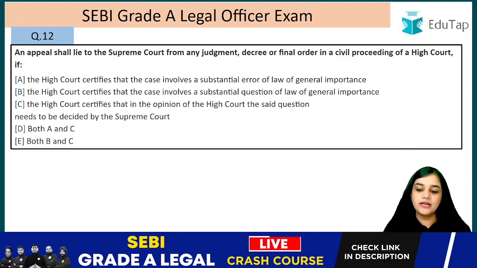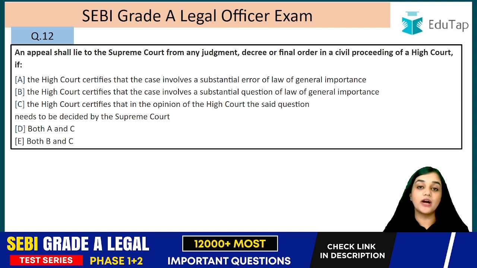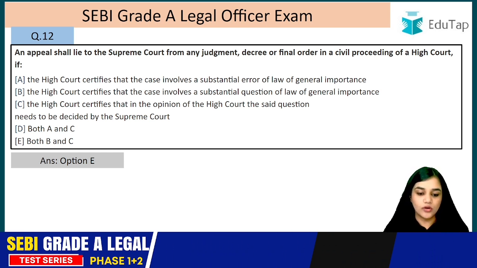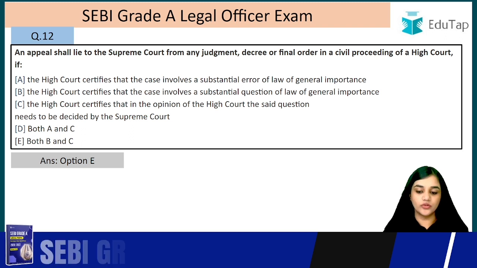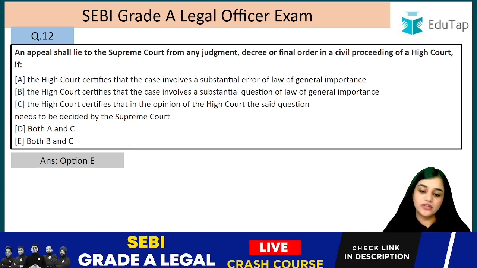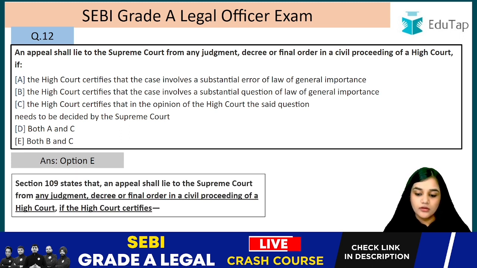Question number 12. An appeal shall lie to the Supreme Court from any judgment, decree or final order in a civil proceedings of a High Court if. The answer to this is E, that is both B and C are correct. That is, the High Court certifies that the case involves a substantial question of law of general importance, or the High Court certifies that in the opinion of the High Court, the said question needs to be decided by the Supreme Court. Let's read section 109 and then it will be clear to you.